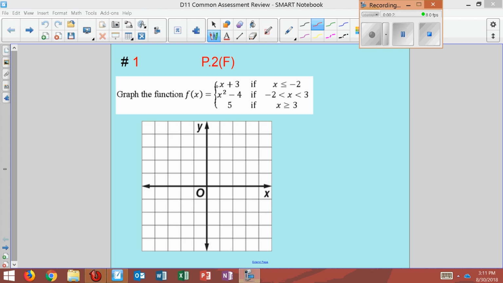This is linear when x is less than or equal to negative 2. So from this point on to the left, all this graph over here will represent x plus 3. So let's find out where the first value would be. If we plugged in negative 2, and you add 3, negative 2 plus 3 is 1. And so you'd have a point here.